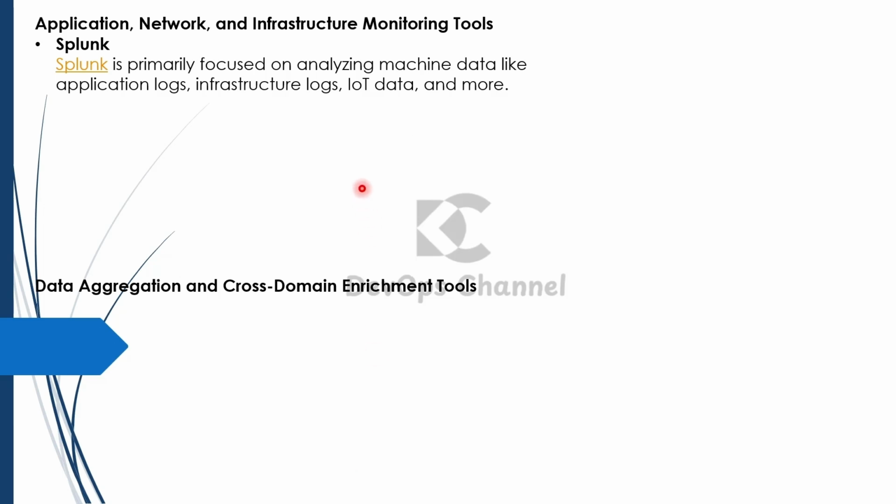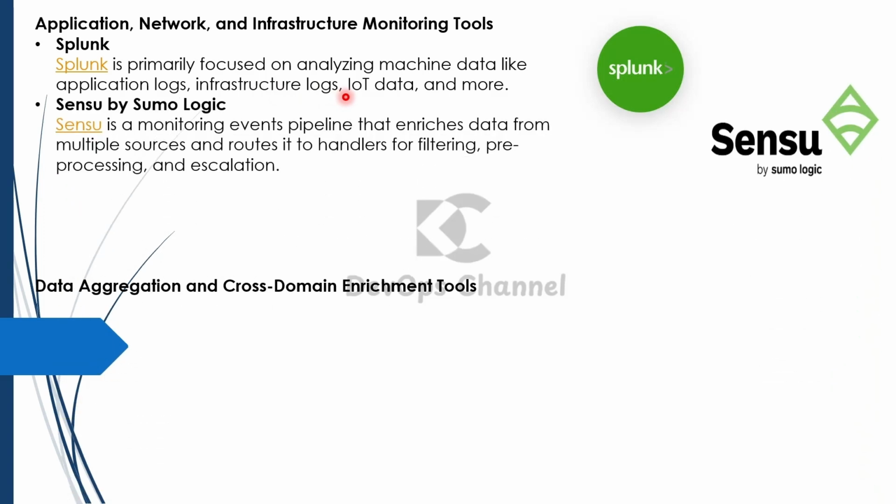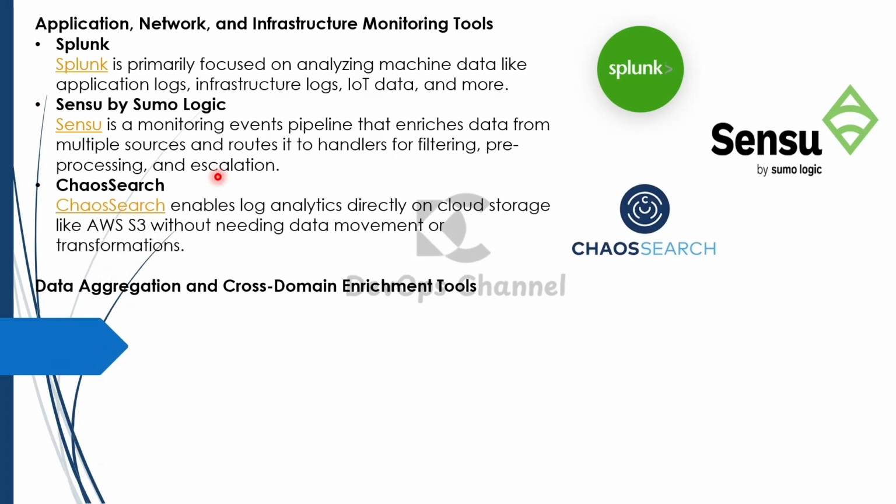Next, if you talk about application, networking, and infrastructure monitoring tools, the first one is Splunk. Splunk is primarily focused on analyzing machine data like application logs, infrastructure logs, IoT data, and more. Next one is Sensu by Sumo Logic. It's a monitoring event pipeline that enriches data from multiple resources and routes it to handlers for filtering, pre-processing, and escalation. So they have some kind of pre-processing of data, and they will give you the event data. Next one is ChaosSearch. Basically, it enables log analytics directly on cloud storage like AWS S3 buckets without needing data movement or transformation.